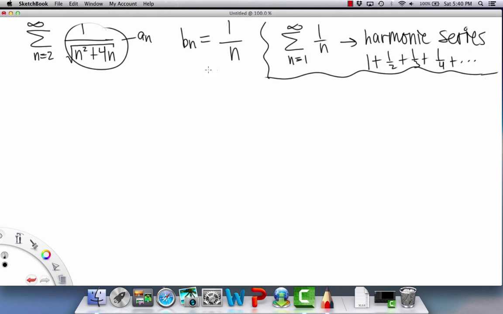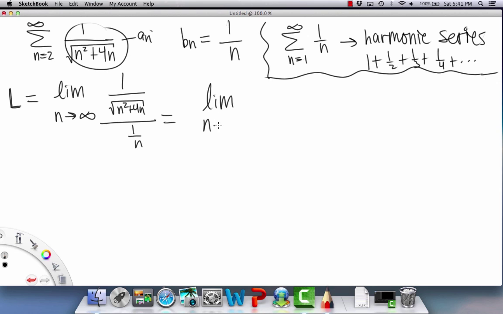So from here, like I said, we're going to use the limit comparison test. This is our a sub n, and this is our b sub n. The limit that we're going to construct is capital L equals the limit as n goes to infinity of a sub n over b sub n, so 1 over the square root of n squared plus 4n, divided by 1 over n. And then we'll just simplify this.